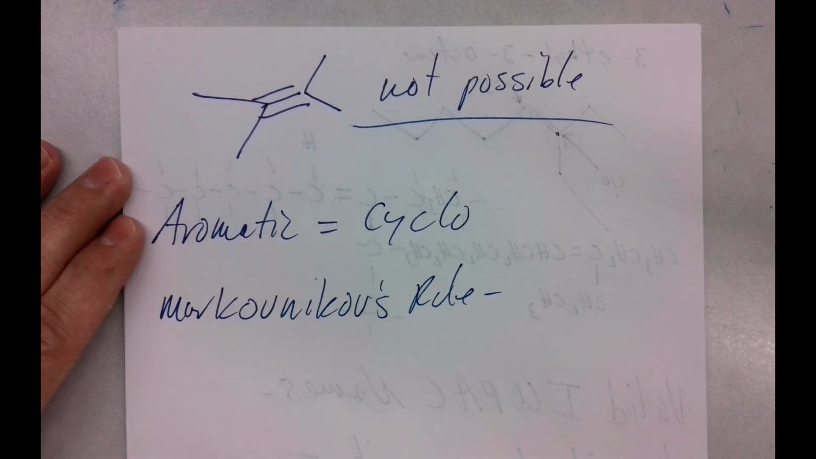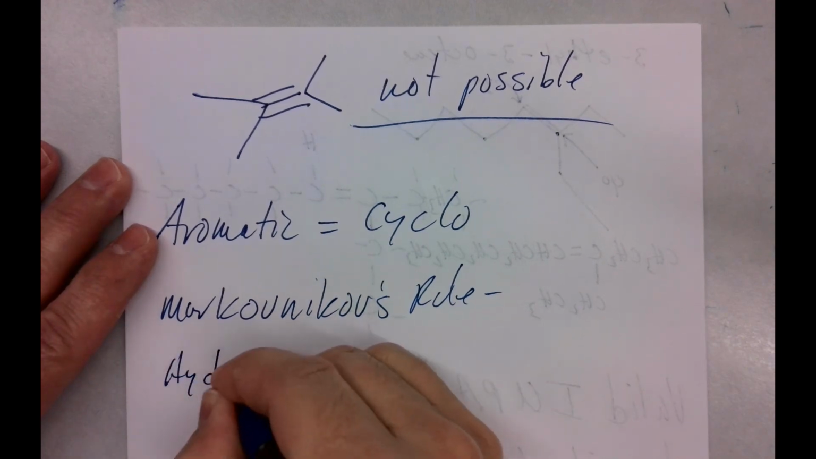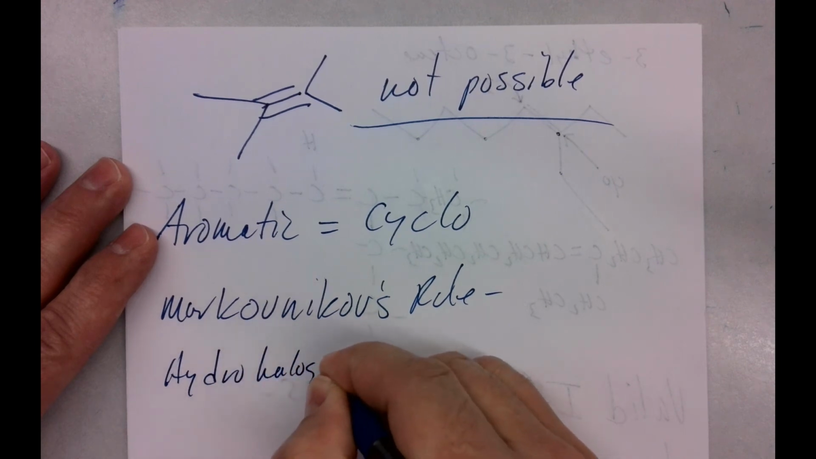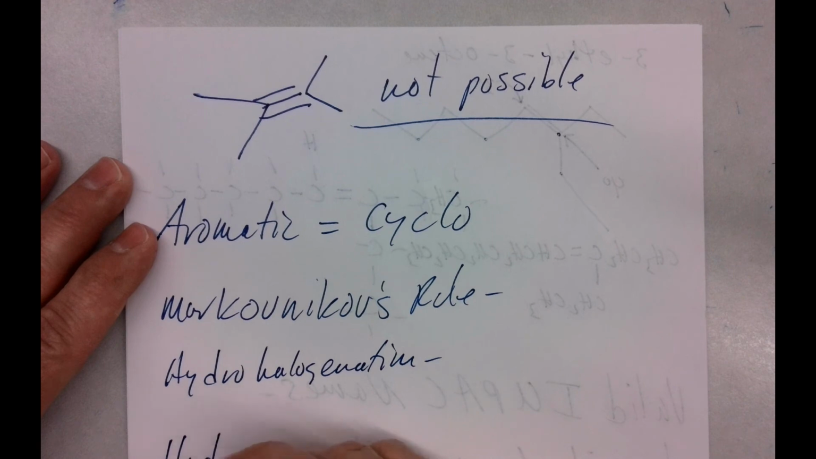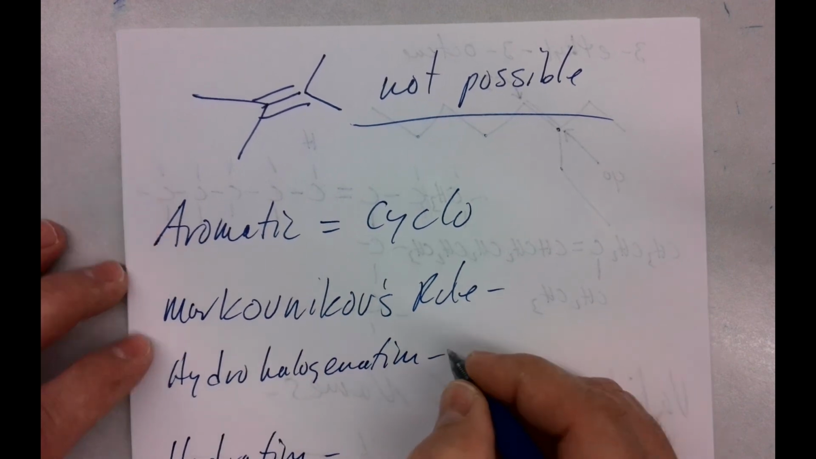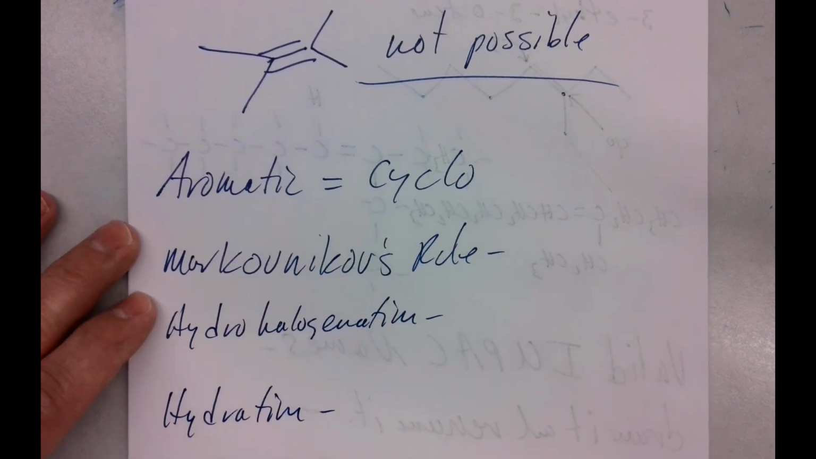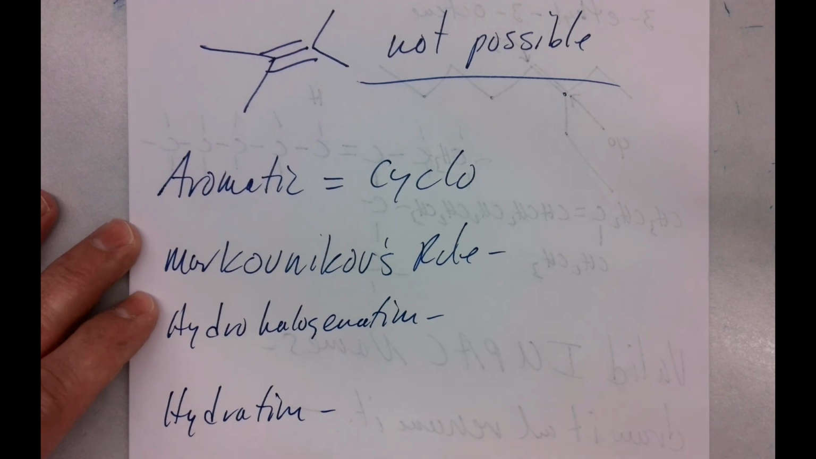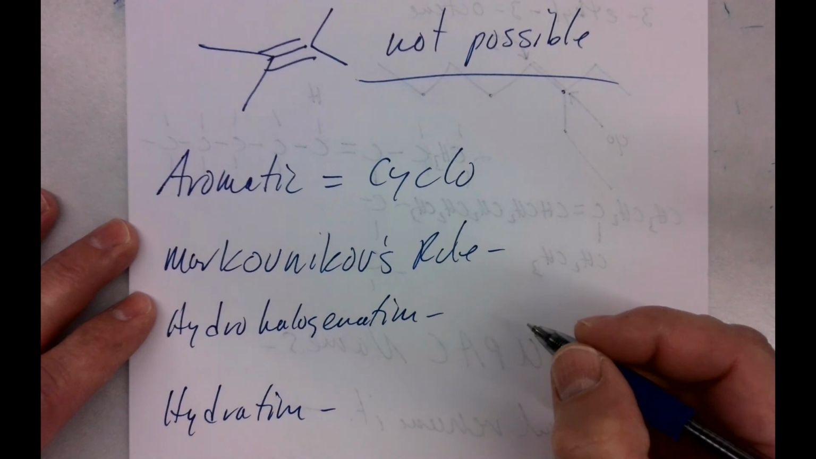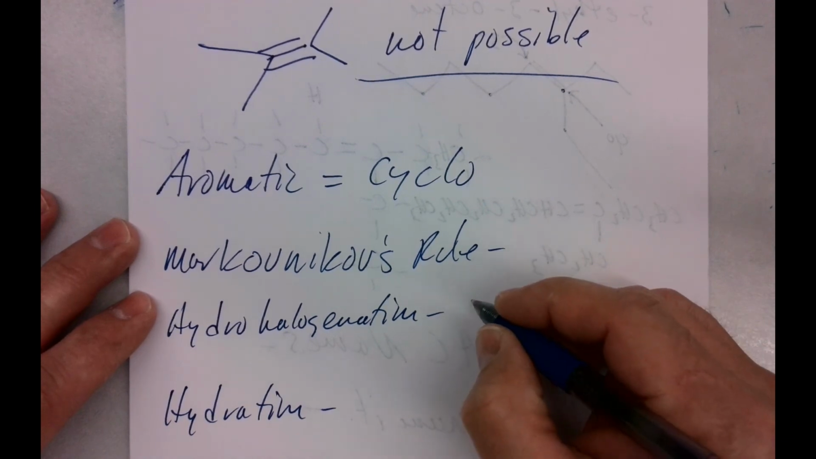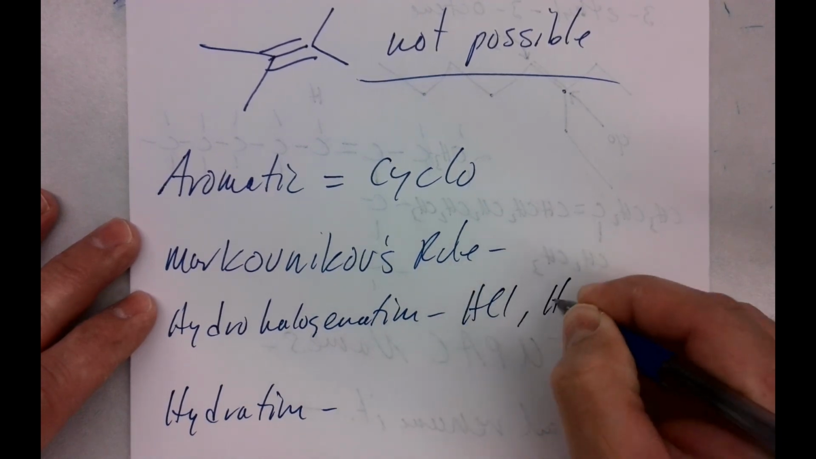It is, that's the rule, but where? It applied in 2 places in this chapter. It applies in hydrohalogenation and just hydration, right? So in hydrohalogenation, what 2 did we use? Does anybody remember? I'm pretty sure I said there were 2. HCl and HBr.